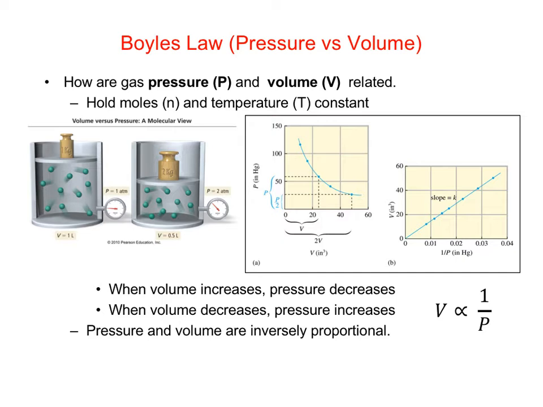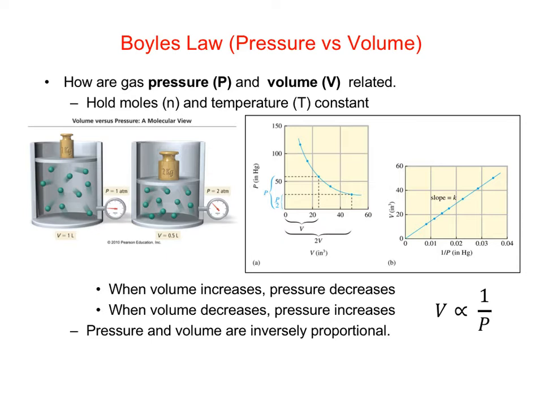And so what we would say is that because when the volume increases, the pressure decreases, or as we're seeing here, when the volume decreases, the pressure increases, they are inversely proportional to one another. And so we might represent it with an equation like this. This symbol represents proportionality. Because they're inversely proportional, volume is proportional to the inverse of the pressure, or volume is proportional to 1 over the pressure.